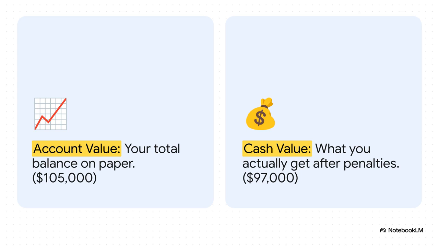And this right here perfectly explains the biggest confusion. Your account value might be that nice $105,000, but if your contract has an $8,000 surrender charge for cashing out early, your cash value, the check you can actually deposit, is only $97,000. So here's the key. Account value is what you have on paper, but cash value is what you can take right now.